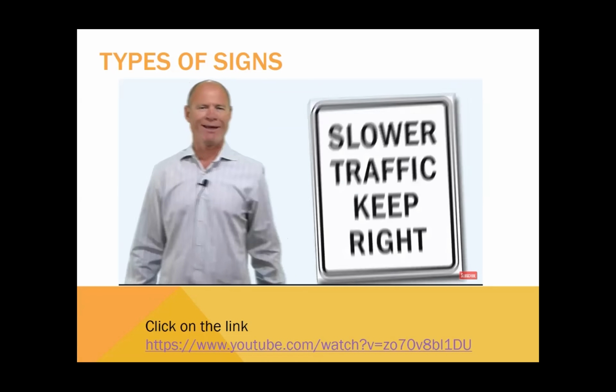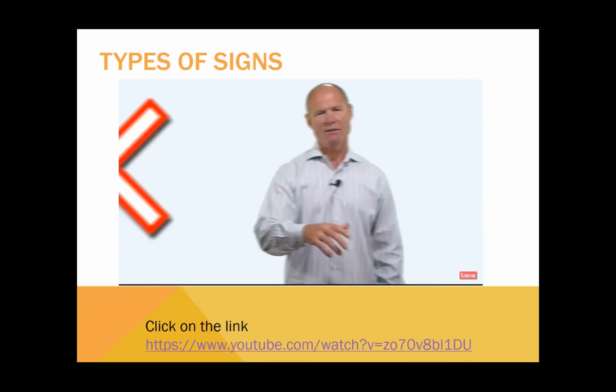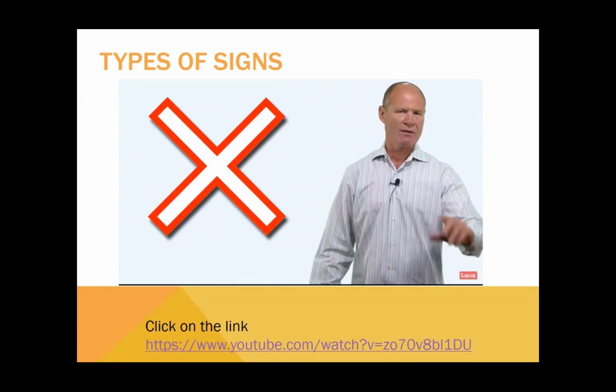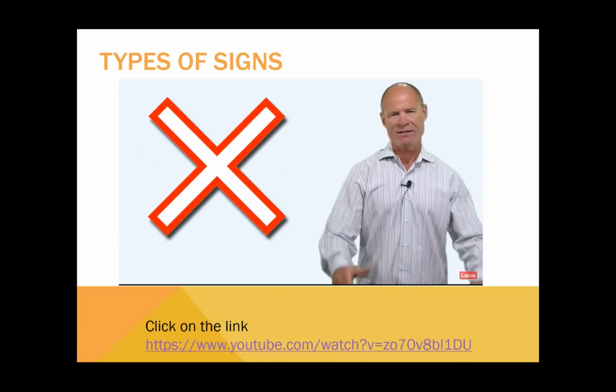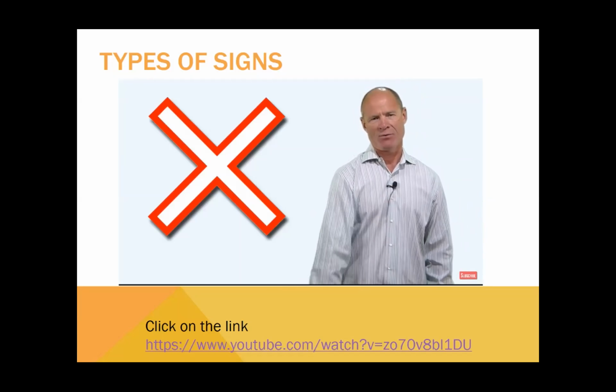The next regulatory sign is the railway crossing. In most provinces in Canada and the United States, they are beginning to standardize this. It is an X with a red border and white background, and indicates a railway crossing.